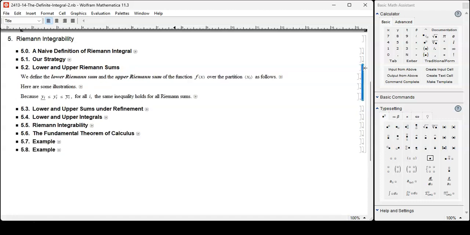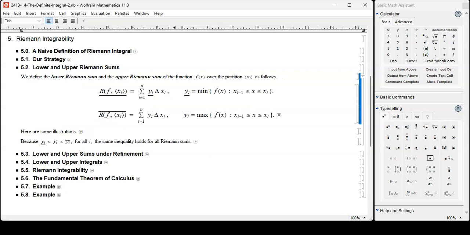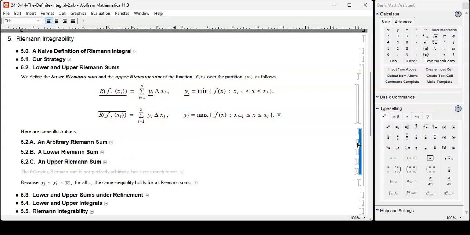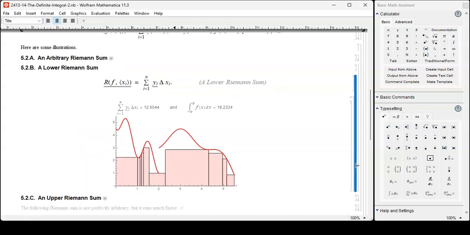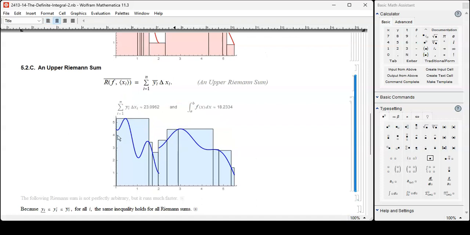Here's a sketch. We established the underestimation and overestimation using the minimum and maximum as function values, which we call lower Riemann sum and upper Riemann sums, as you can see from these illustrations. Lower Riemann sums touch the graph from below, so underestimation. Upper Riemann sums touch the graph from above, so it's an overestimation.